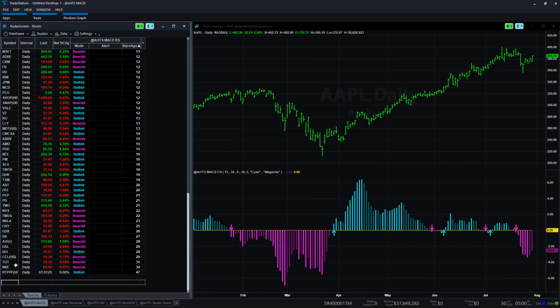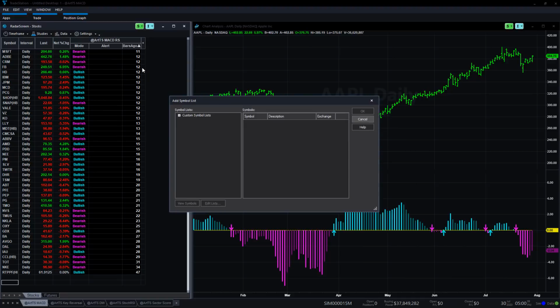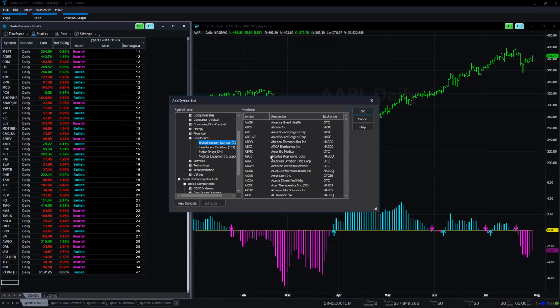So here, if I highlight this, I can go up to Data, and I can say Add Symbol List, and there's a bunch of symbol lists that are built into RadarScreen. Here, there's Reuters industry groups. You can see all the industry groups. There's TradeStation lists, which include all the index components and indexes. So any of these, you can just highlight that list. It loads the symbols, you click OK, and it adds them to the window.